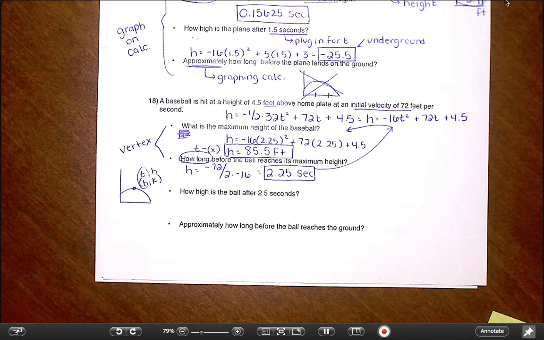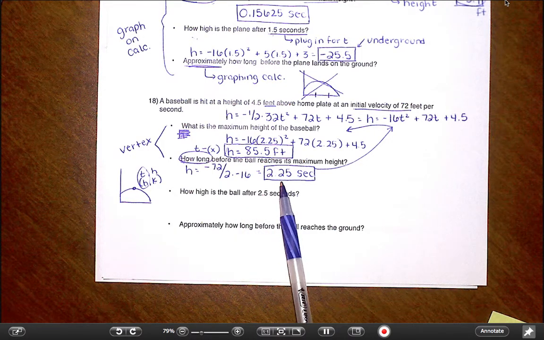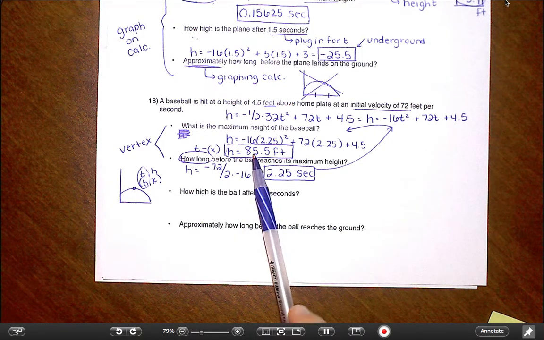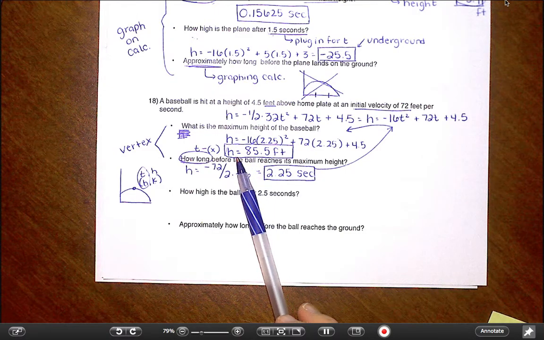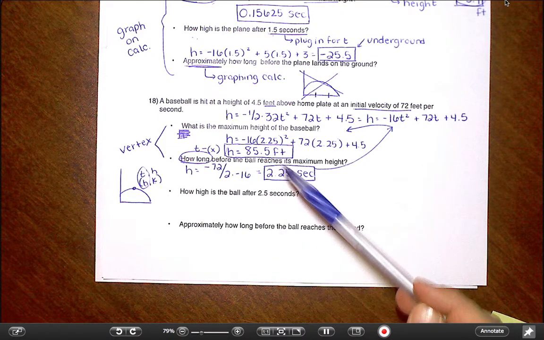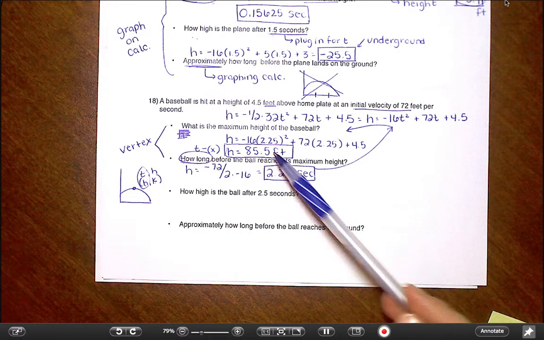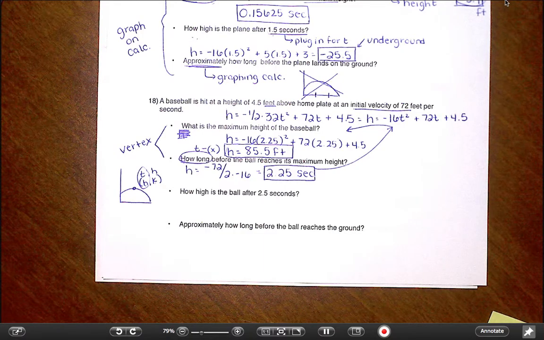Okay, how high is the ball after 2.5 seconds? Let's just use some logical thinking for a second. I know from back here that at 2.25 seconds, I'm at a height of 85.5, and that's my peak. So 2.5 is a little bit past the peak, meaning I should be finding an answer that's a little bit lower than 85.5. Not sure how much lower, depends on how fast it's moving, but it would be a little bit smaller than 85.5.